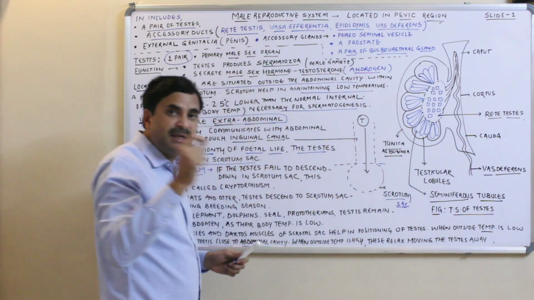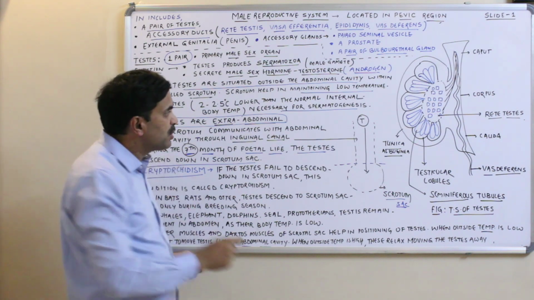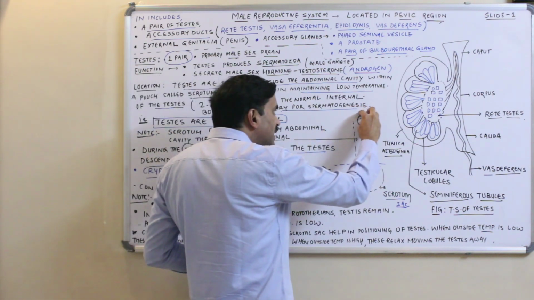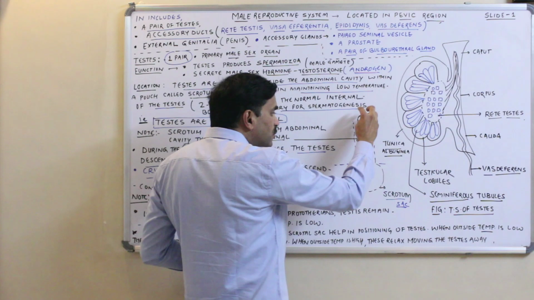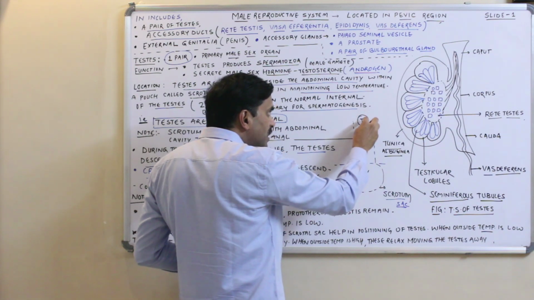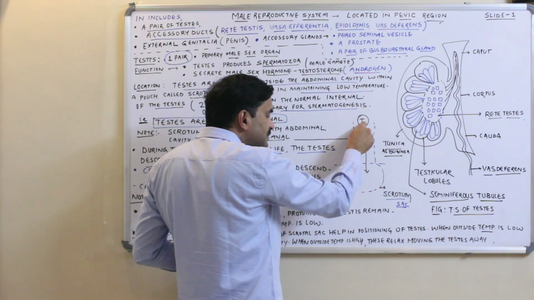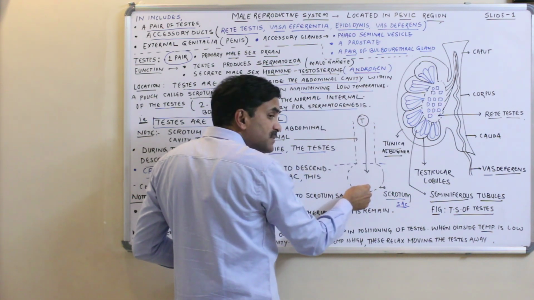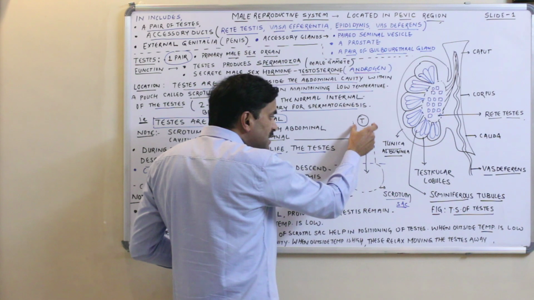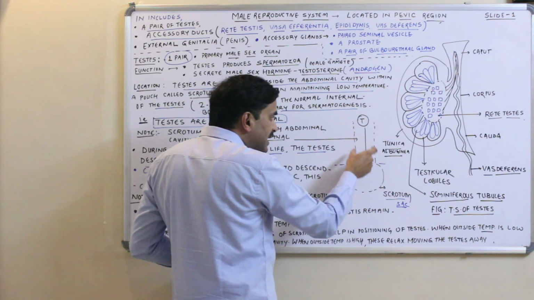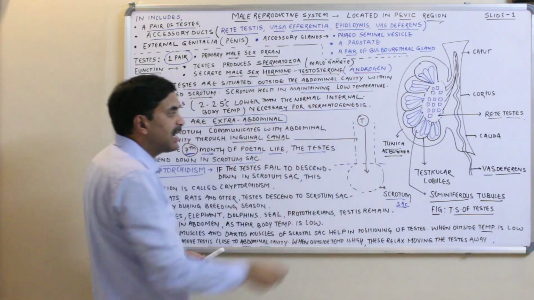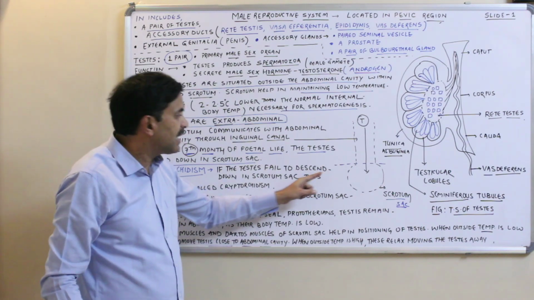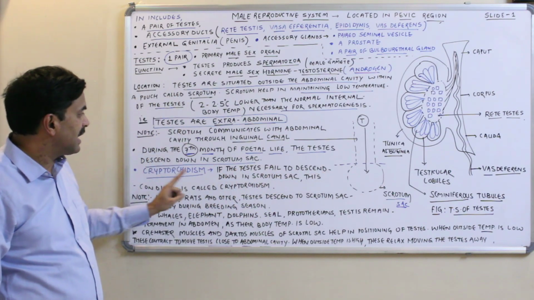During embryonic development, the testes are in the abdominal cavity. But what happens during the 7th month of embryonic development? The testes from the abdominal cavity descend down into the scrotal sac. But how? The testis passes through a canal to the scrotal sac, and that canal is called the inguinal canal.